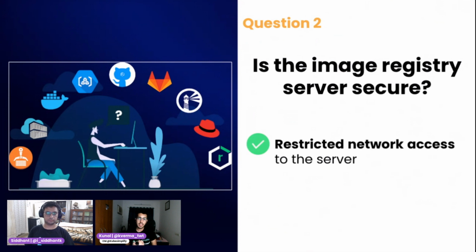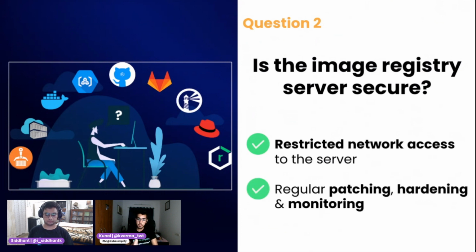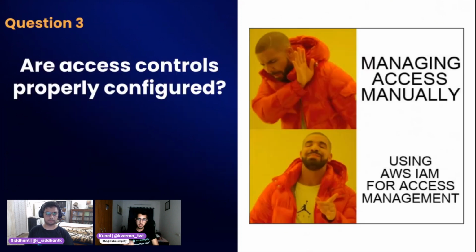The main idea is you should restrict network access to the server. Only authenticated users should be able to access your particular image registry server, and regular patching, hardening, and monitoring of the registry server should be done again and again. This becomes much simpler if you're using the tools that are already present, like I mentioned previously.